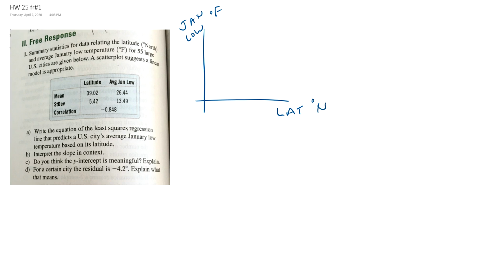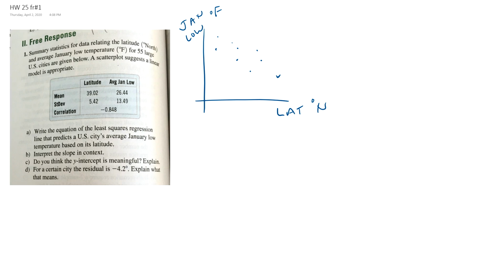Okay. A view for 55 large U.S. cities. The scatter plot suggests a linear model, so I'm just going to go like this, say it's something sort of like that, because the lower the latitude, degrees north, the closer you are to the equator, the higher your low temperatures are going to be.